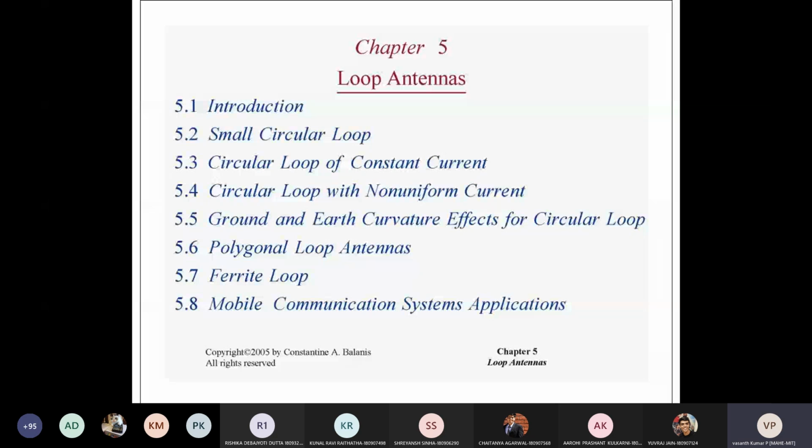So am I audible now? Is it fine now? Yes, sir. It's fine. Good. Thank you. I did nothing. Suddenly it has improved.